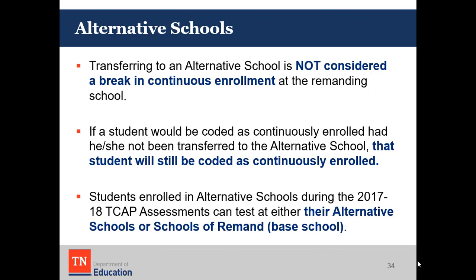Let's talk about a couple of specific situations. Alternative schools. Transferring to an alternative school is not considered a break in continuous enrollment at the remanding school. If a student would be coded as continuously enrolled had he or she not been transferred to the alternative school, that student will still be coded as continuously enrolled.